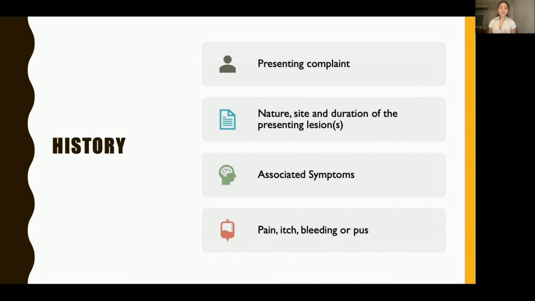So moving on to how to take a dermatological history. Simply start off by asking about the presenting lesion. Just general questions: when and where did the rash or lesion start? So the nature of it, the site of it, and how long has it been there? And as with any presentation, if they are able to, let the patient describe the lesion to you. Then you ask about any associated symptoms. I think there are mainly four that are key for dermatology specifically: pain, itch, bleeding, pus. Next slide.